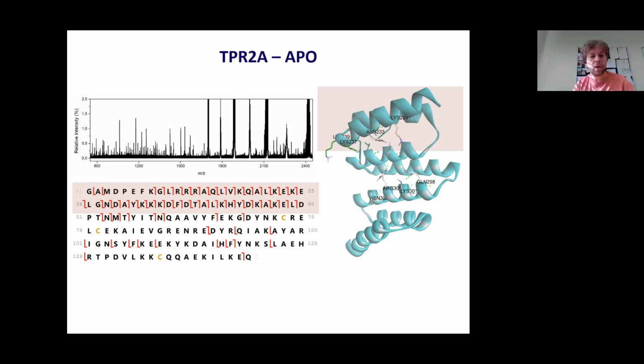And just to analyze, we see a fragment like this, it might indicate that you're binding to that key lysine. However, what it actually means, this data means, is that it's binding somewhere in that region of the protein. So it's not too useful.